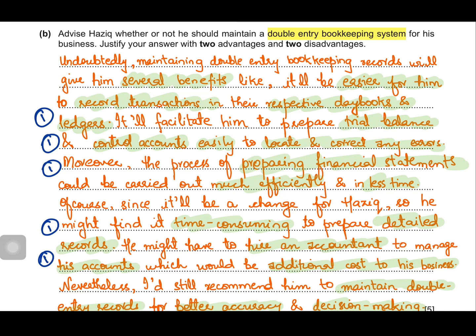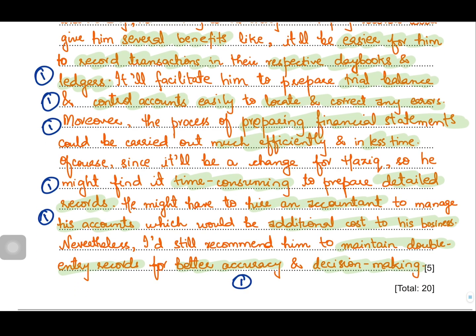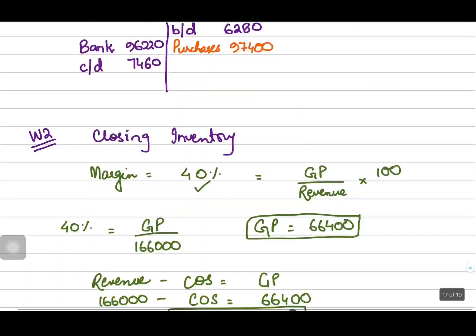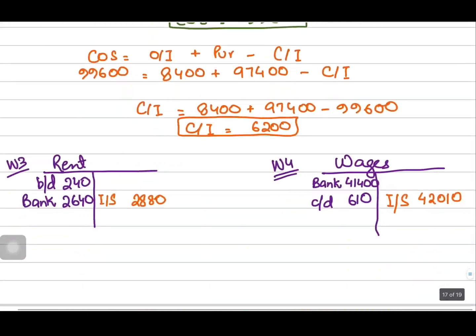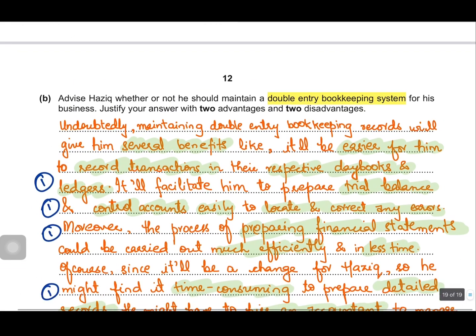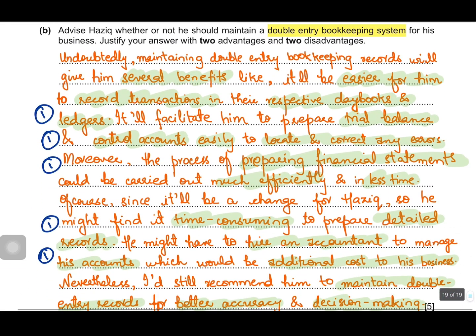That's it, right? So, we are done with this question. In the first part, we were required to prepare an income statement using single entry records, and in the second part, we explained whether he should go for the double entry bookkeeping system or whether he should stay with his single entry way of making accounts.